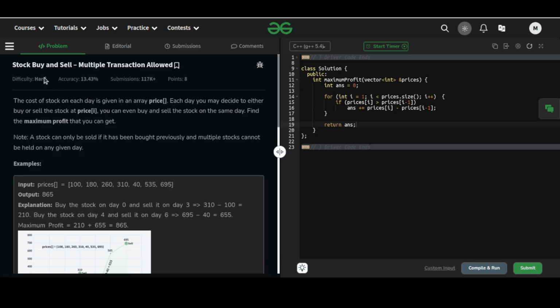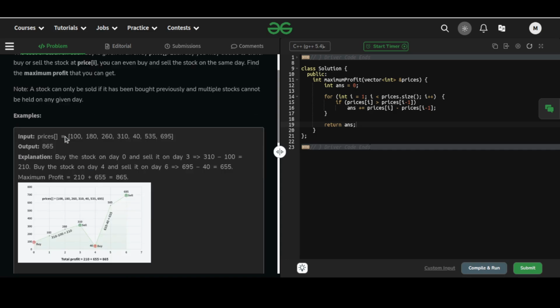Hello guys, in this video we are going to discuss the solution of the problem stock buy and sell, multiple transactions allowed. So let us look at the problem statement. The problem statement says the cost of stock on each day is given in an array price. Each day you may decide to either buy or sell the stock at price[i]. You can even buy and sell the stock on the same day. Find the maximum profit you can get.